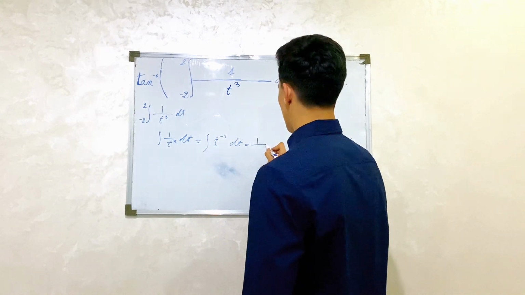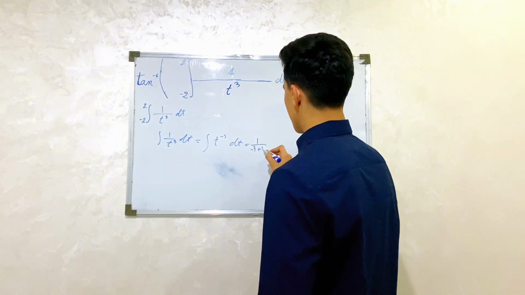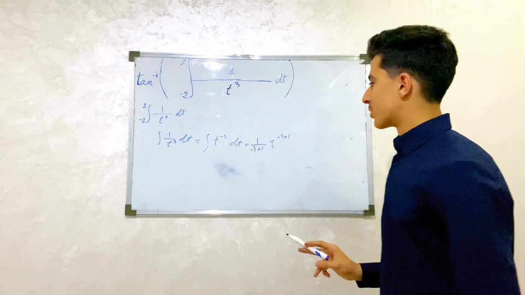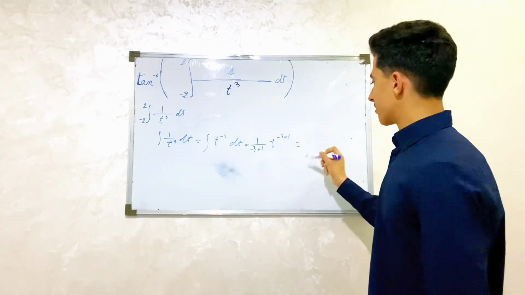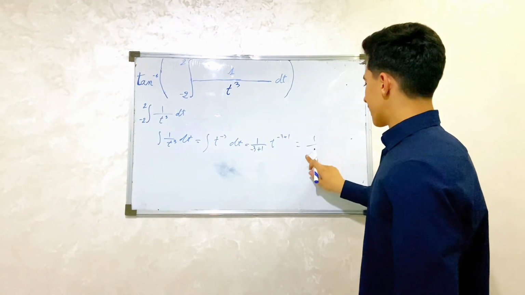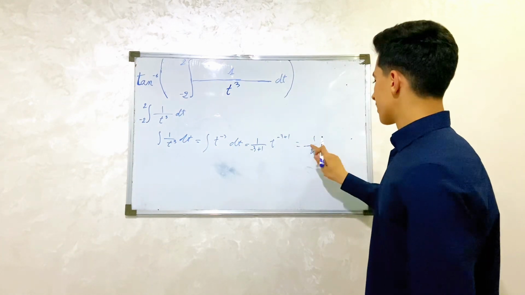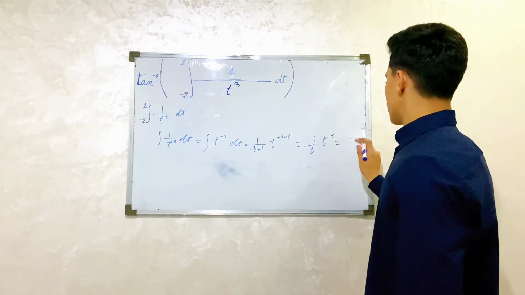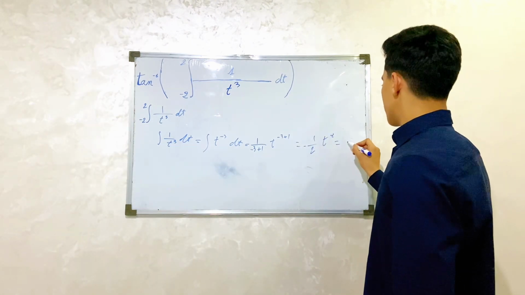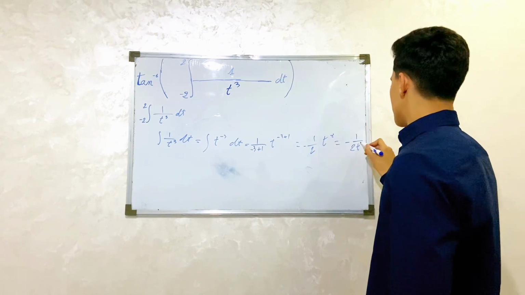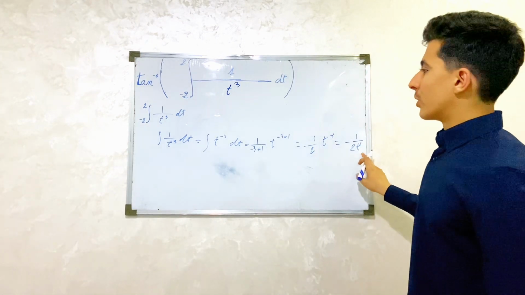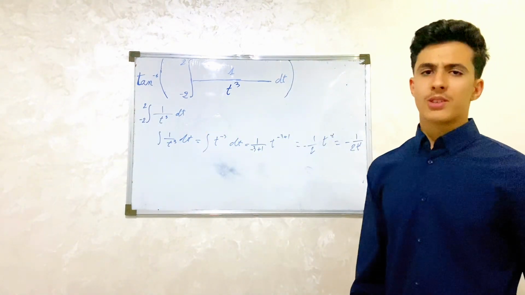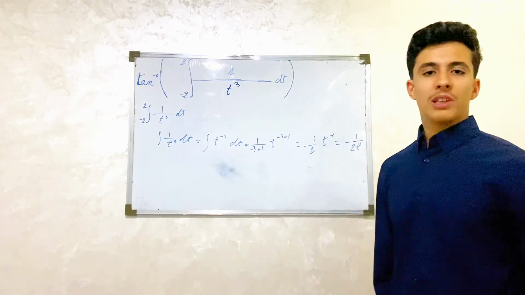making this 1 over negative 3 plus 1 times t to negative 3 plus 1. We are tempted to do this and then get 1 over negative 2, and then we get t to the negative 2. We are going to get negative 1 over 2 t squared, and then we replace it with the upper bound minus the lower bound. We are going to get a certain number, and that would be completely wrong.